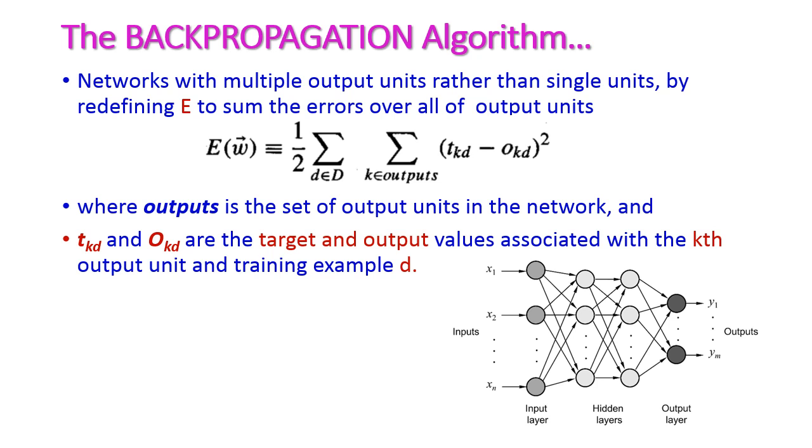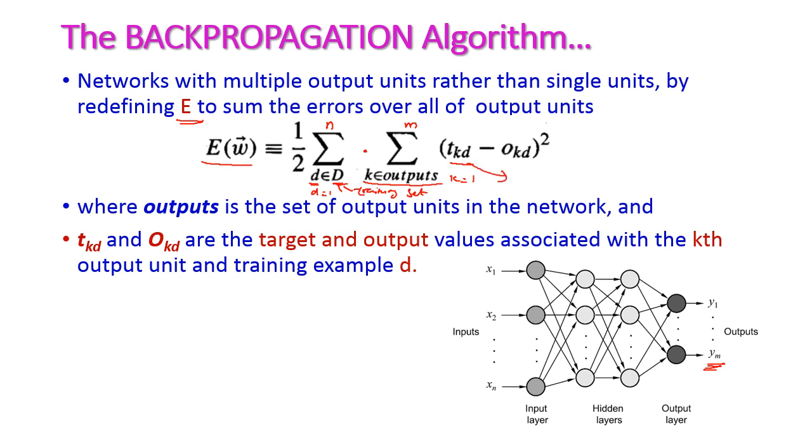In this network, which contains m output units rather than a single output unit, we need to compute the error. So how do we define this error? E of w vector is equal to 1 by 2 summation over d belongs to capital D, where capital D is the training set, of the summation over k belongs to outputs, k equal to 1 to m, of (tkd minus okd) whole square.